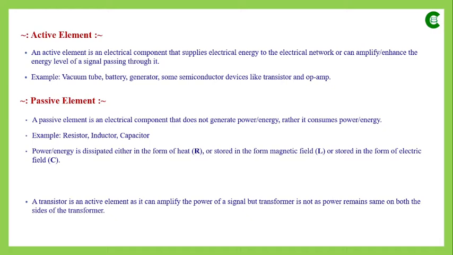Now, in the case of a resistor, that electrical power or energy is dissipated in the form of heat, and in the case of an inductor, that is not dissipated, rather it is stored in the form of magnetic field. And in the case of a capacitor also, that electrical energy is not dissipated, rather it is stored in the form of electric field.